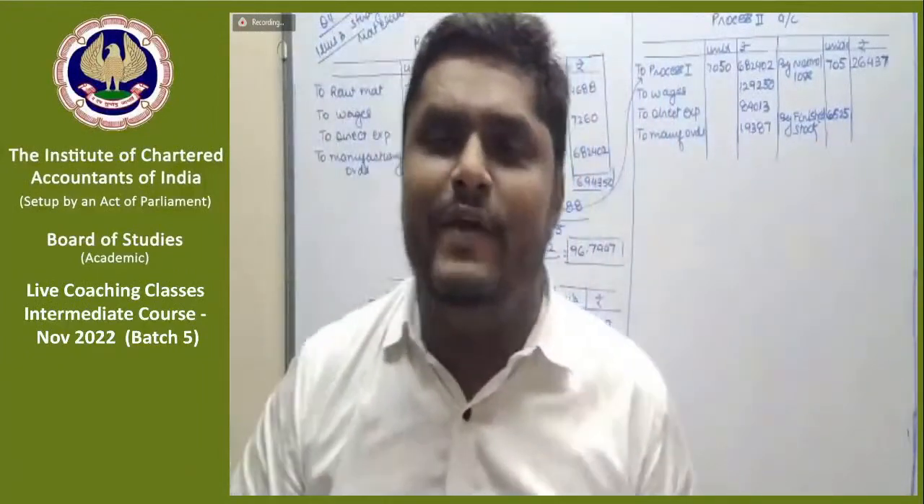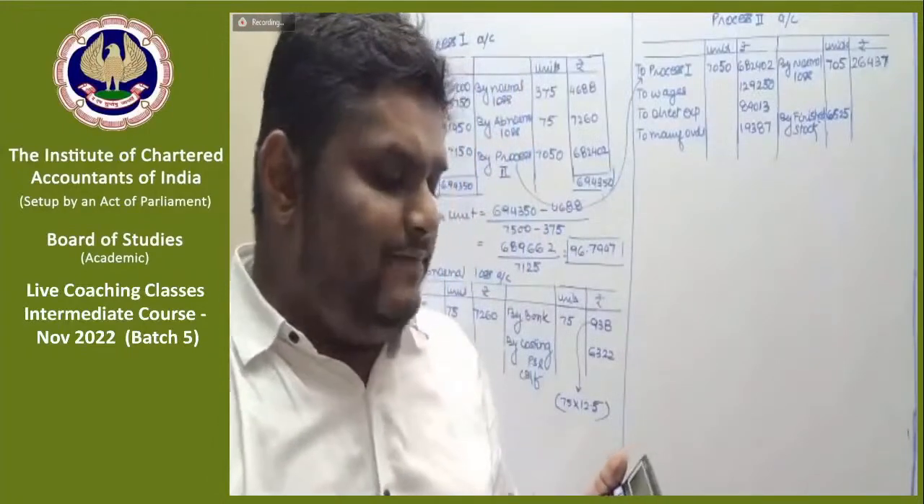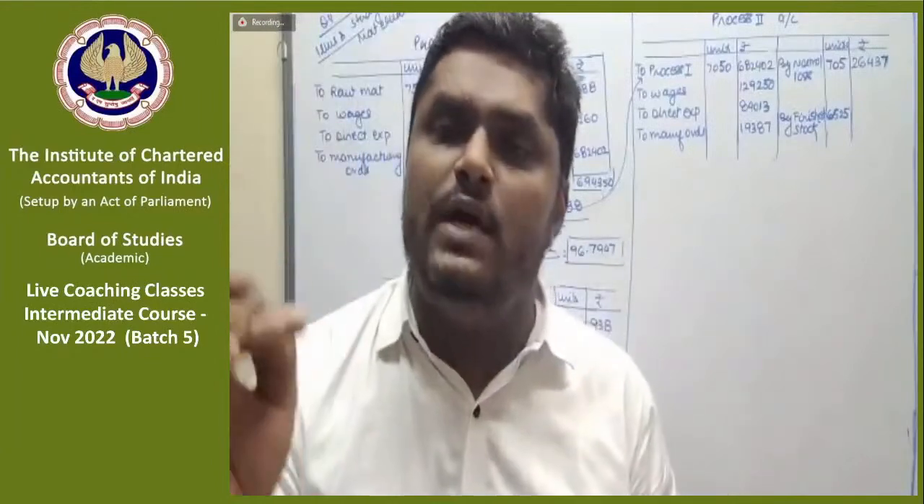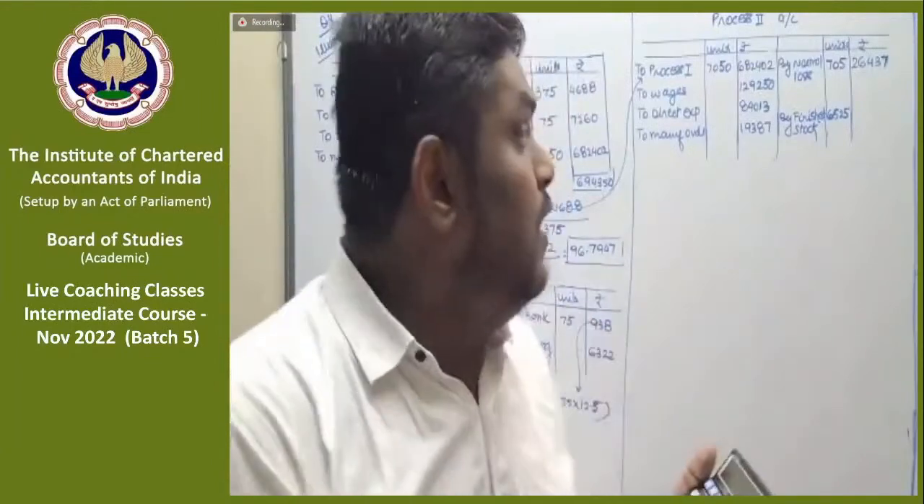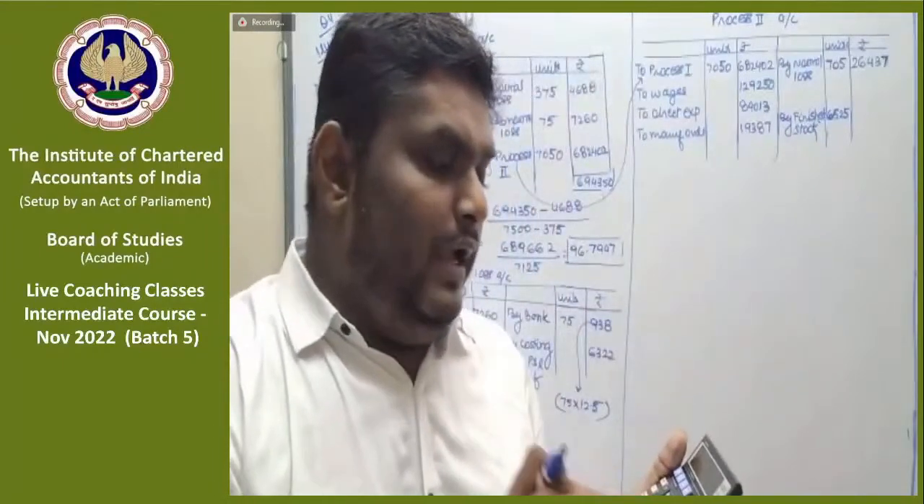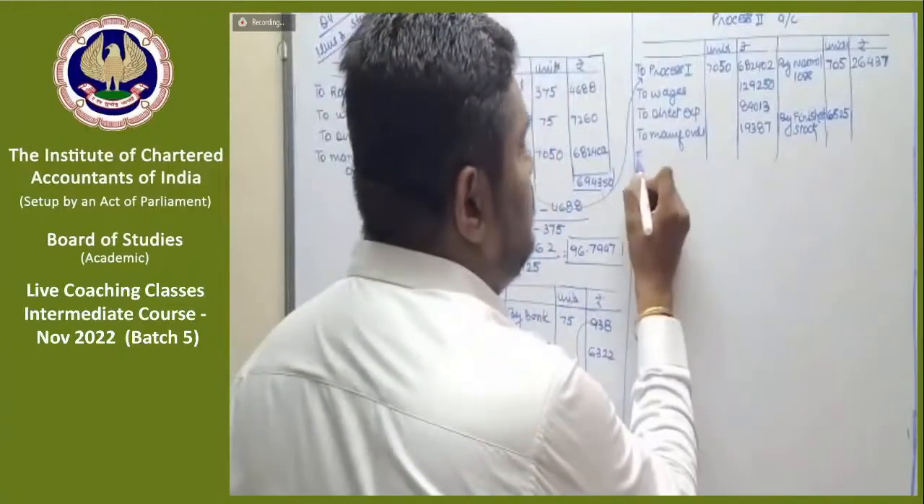So let's check whether there is abnormal loss or abnormal gain. So 7050 minus 10%, we were expecting an output of 6,345 units. However, we got 6525 units. It means what? There is an abnormal gain of 180 units.